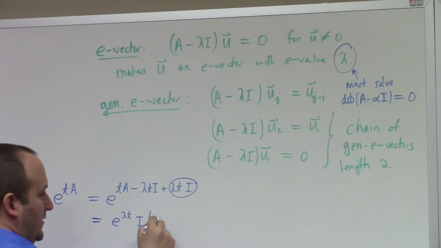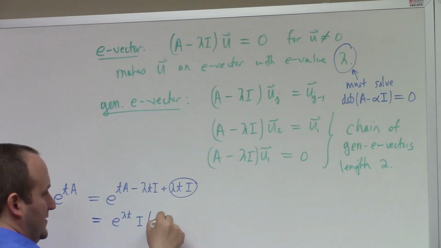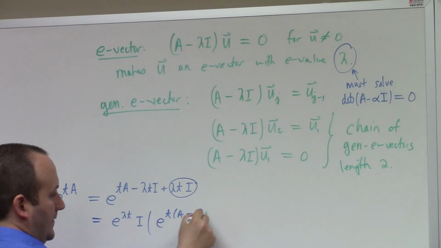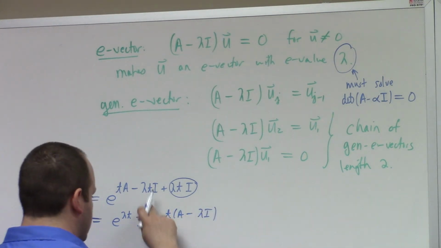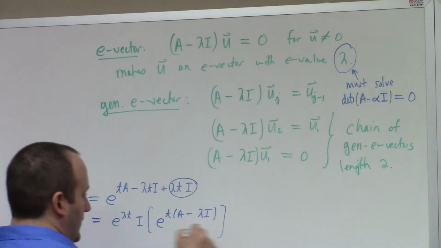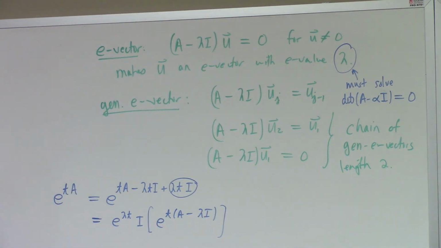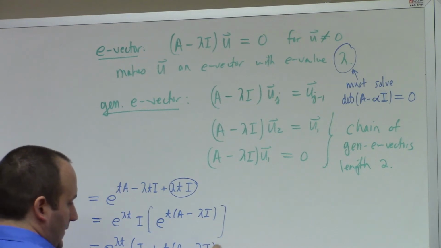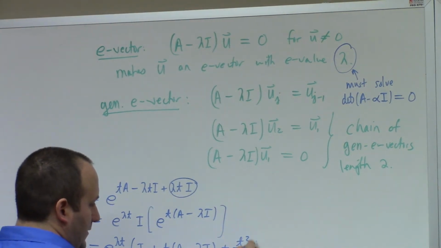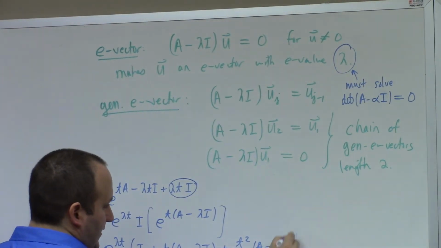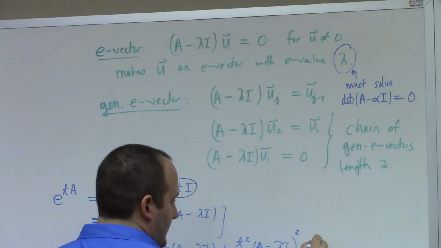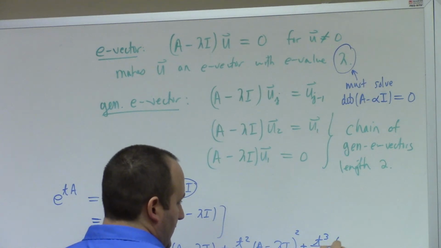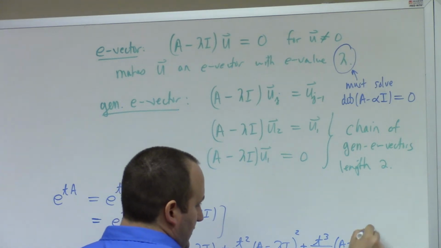And then this, well, I've got e to the t times (A minus lambda I). And so then, by the definition of the matrix exponential, this gives me e to the lambda t times I plus t times (A minus lambda I) plus t squared over 2 times (A minus lambda I) squared plus t cubed over 3 factorial times (A minus lambda I) cubed, and so forth and so on.